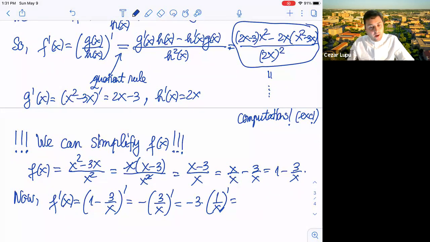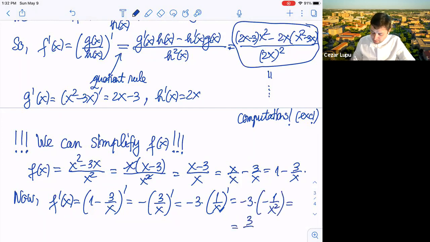Is the other way around. The derivative of ln of x is 1 over x. If you want to integrate 1 over x, yes, exactly. The derivative of 1 over x is negative 1 over x squared, pay attention. It'll be negative 3 times negative 1 over x squared, right? Which is 3 over x squared. So that's the final answer.